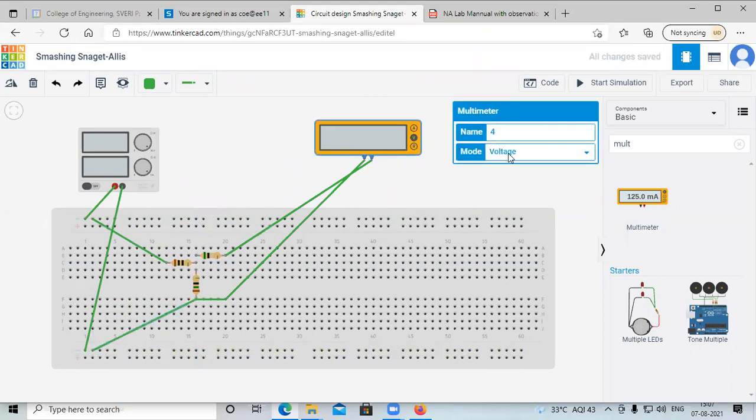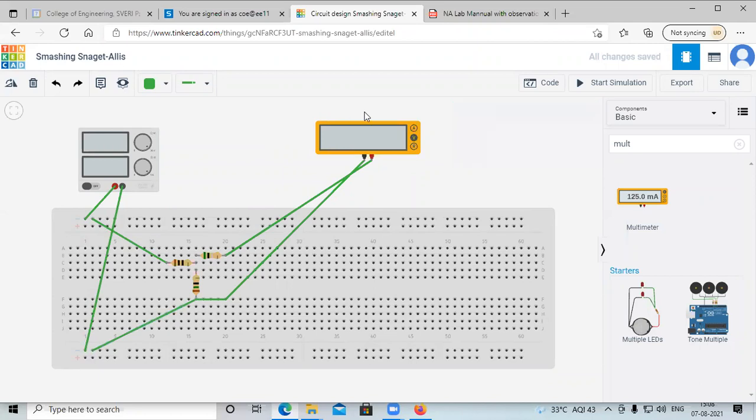I want to calculate the VTH. So just select voltage, start simulation. So the value of VTH is nothing but 30 volt. Okay, so that value we have already calculated in the verification of Thevenin's theorem also. So it is 30 volt.